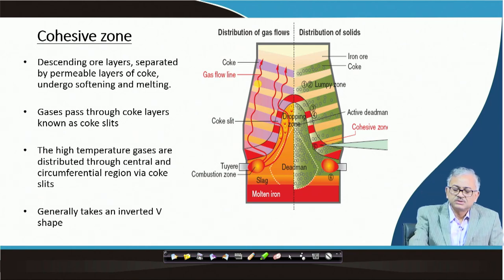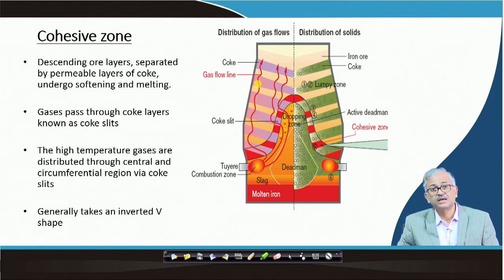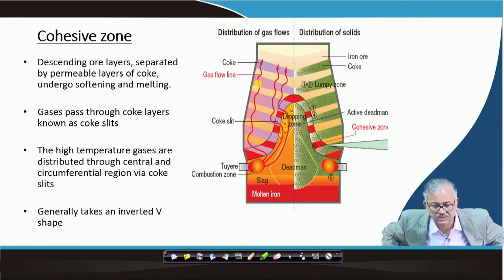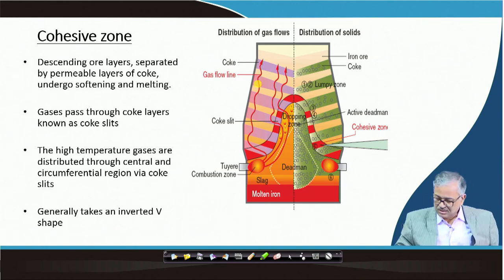Since there are alternate coke slits, it allows the gas to pass through both the periphery as well as the central region. Maybe in the central region, a little more gas passes through because permeability is higher. Usually in the central region, permeability is higher. That allows more gas to pass through compared to the periphery. That will come later on when we discuss burden distribution, all these things. But the coke slit basically allows your path.